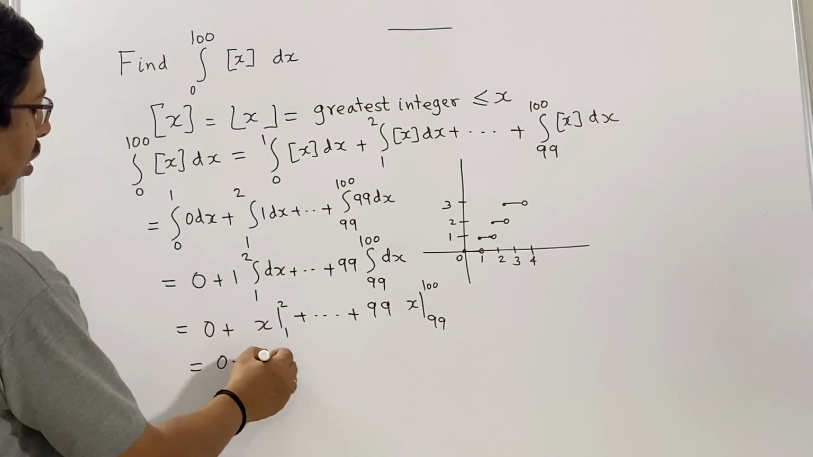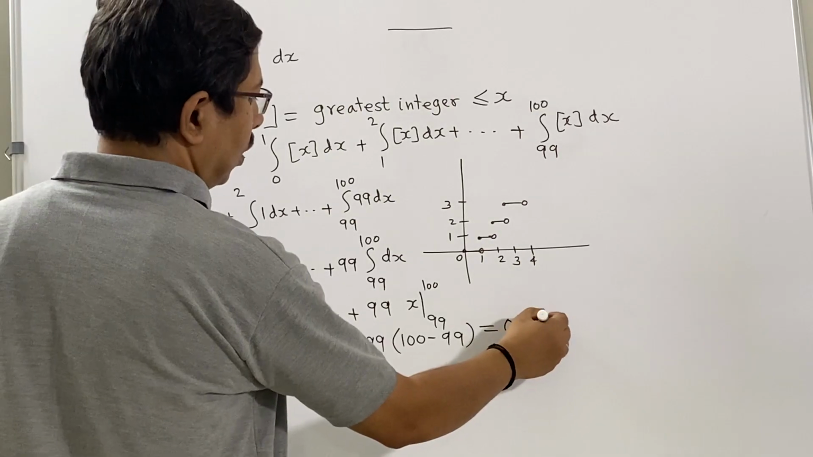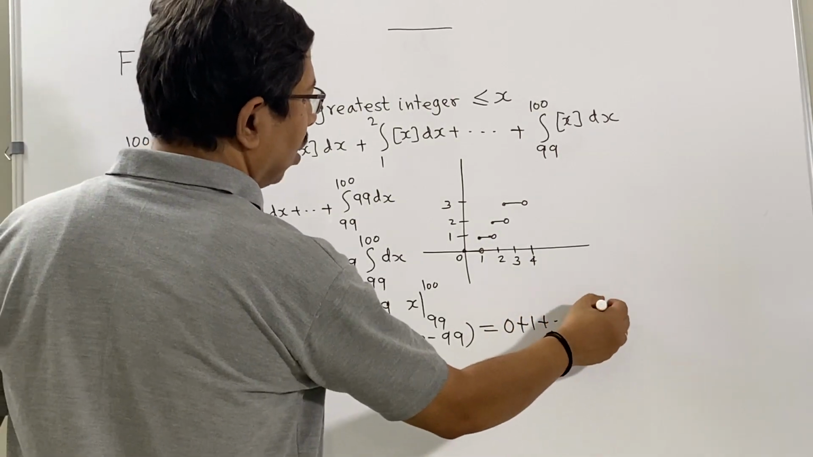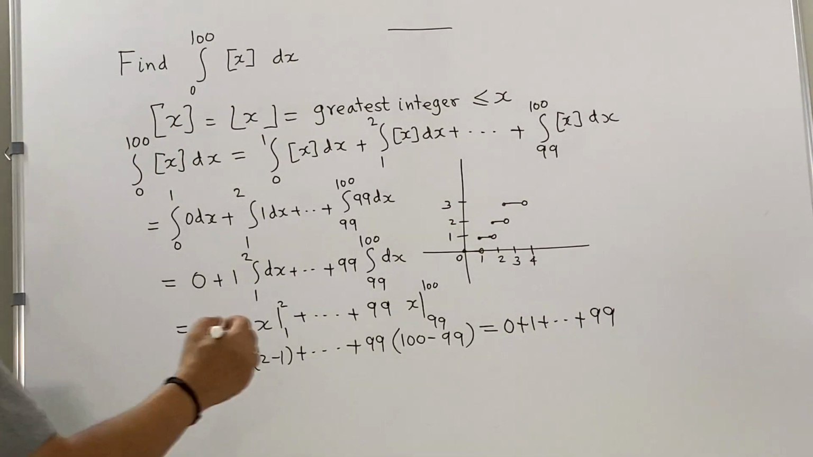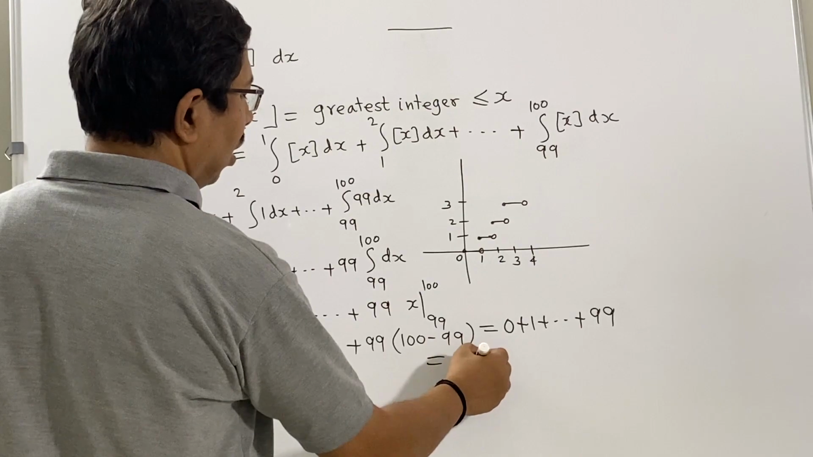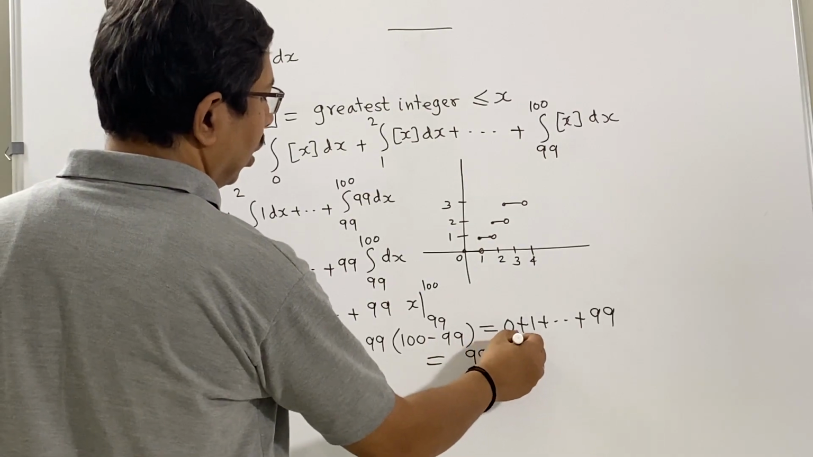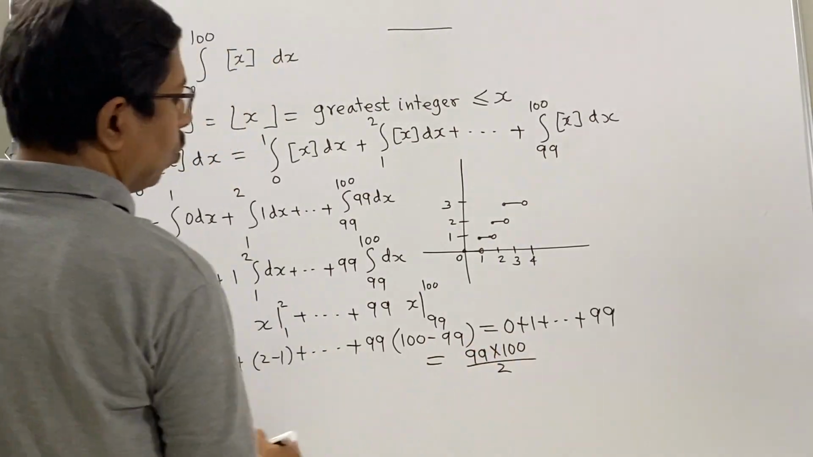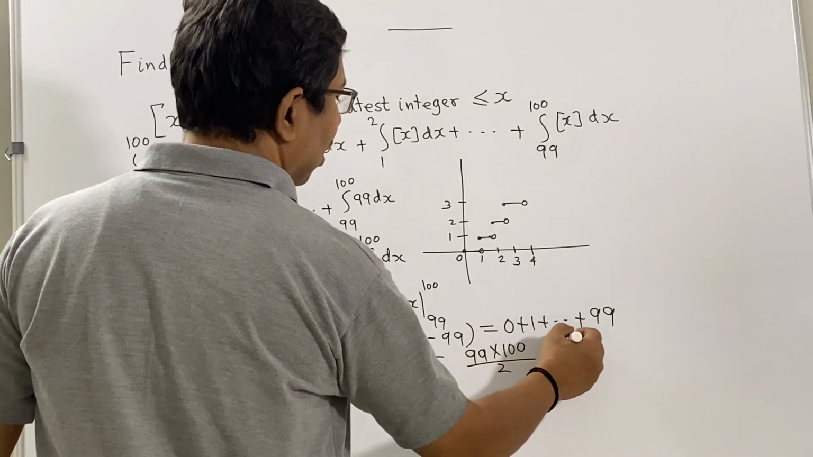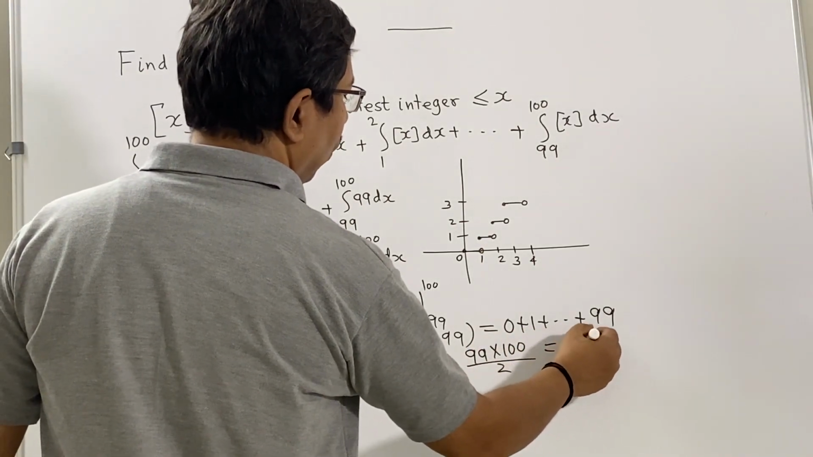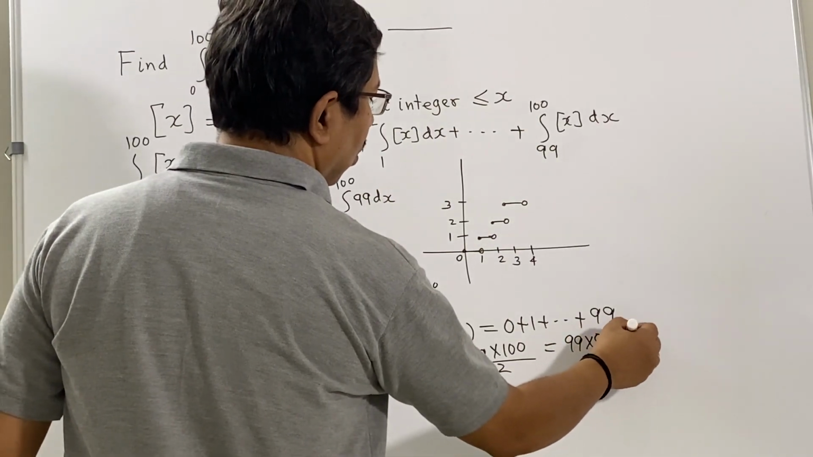This will simplify as, and this is nothing but the sum of the first 99 natural numbers, and we know that the answer is n into n plus 1 by 2, where n is 99, and this gives us 99 into 50, which is 495.